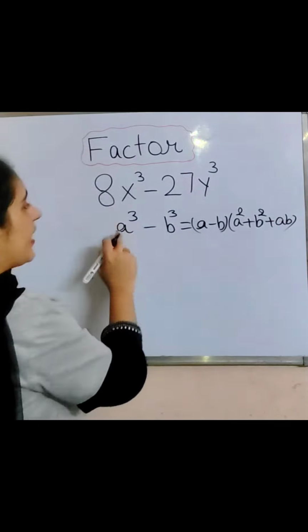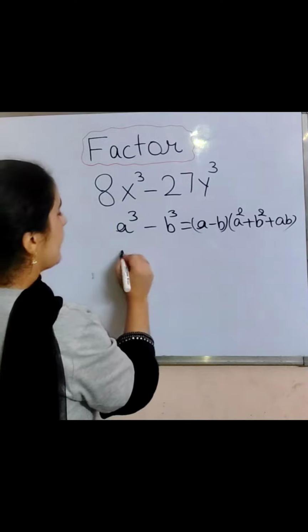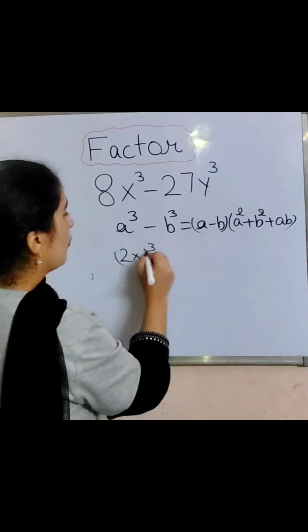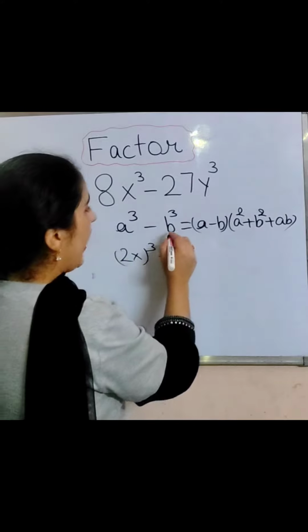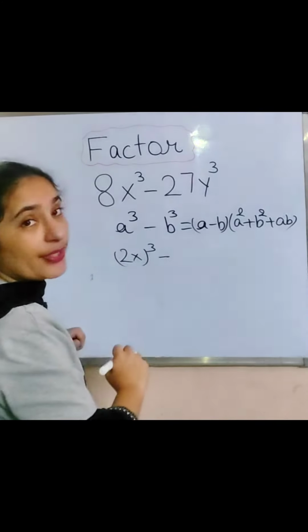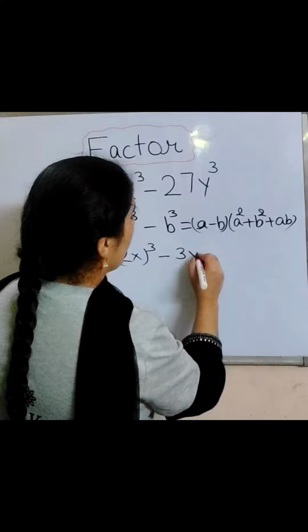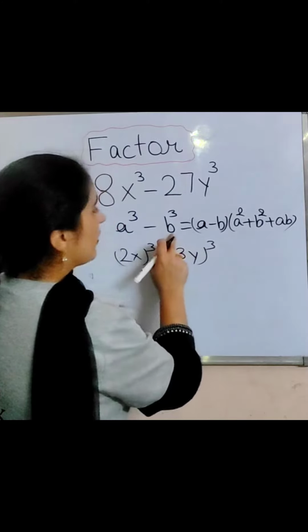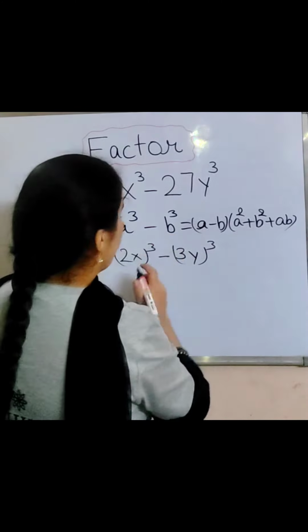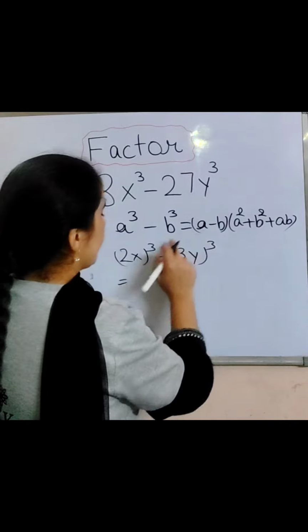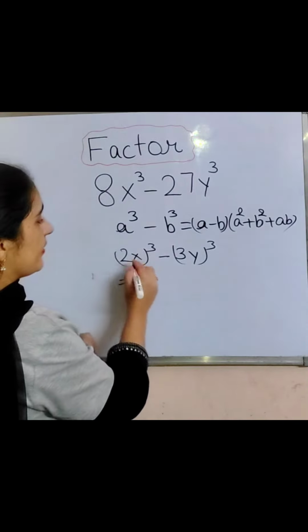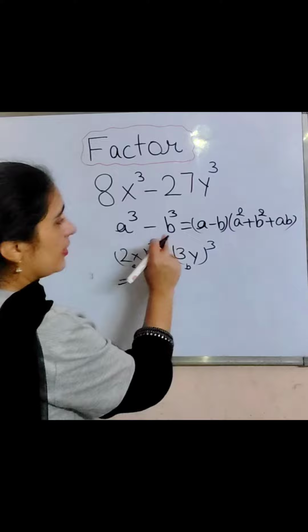So here, a, we can also write it as (2x) whole cube. Here it is in this formula. And we can also write 27y cube as (3y) whole cube. Using this formula, this is a here, and this is b in this formula.